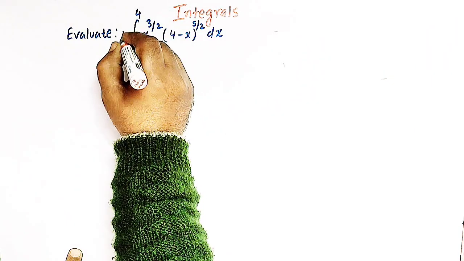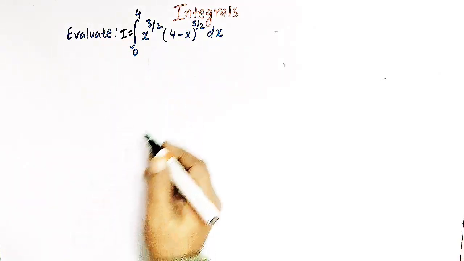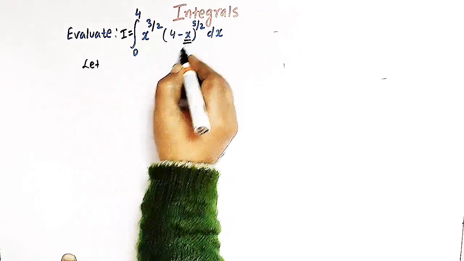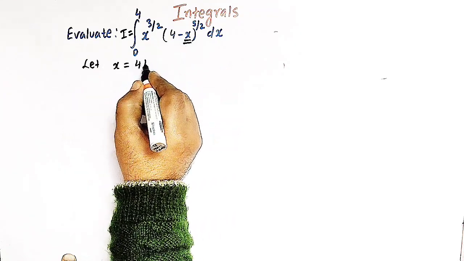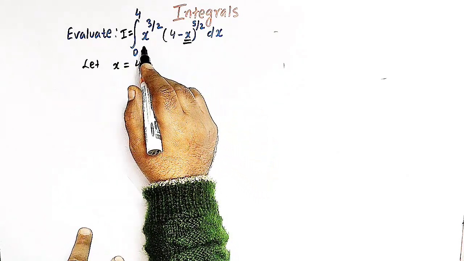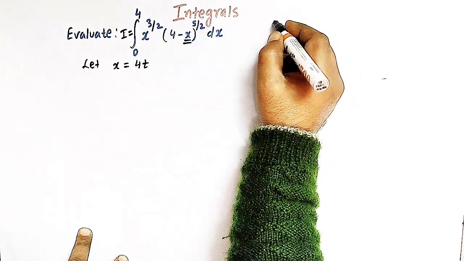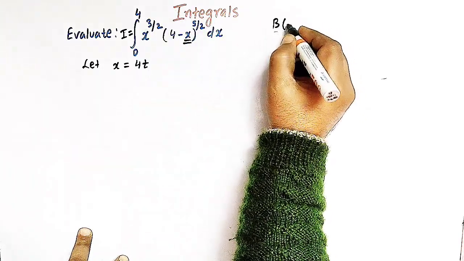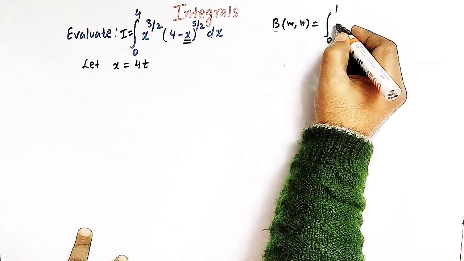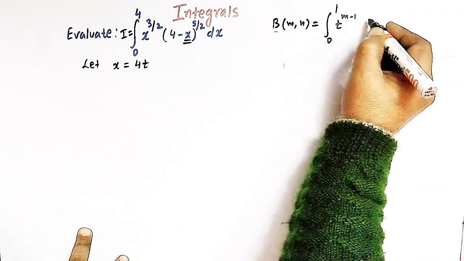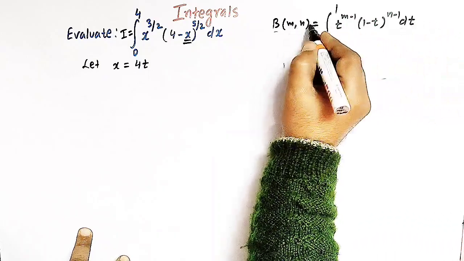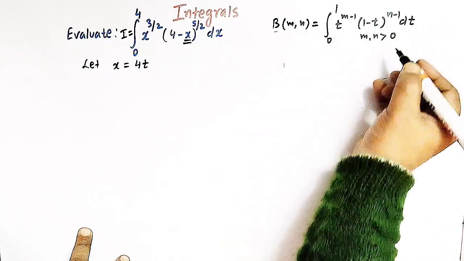So let us first call this integral I. Here we'll make the substitution x is equal to 4t. We are using this substitution because we wish to convert this integral into the beta function form, that is beta m comma n, equal to the integral from 0 to 1 of t raised to m minus 1 times 1 minus t raised to n minus 1 dt, where m and n are greater than 0.